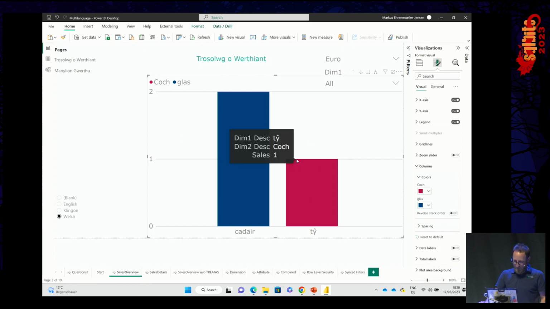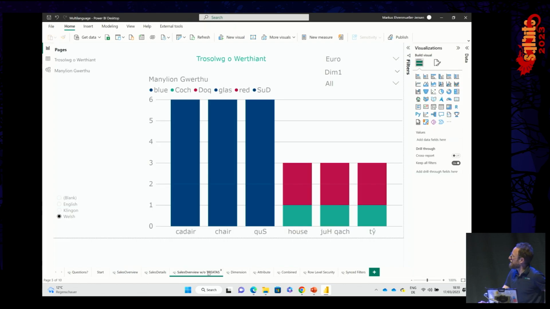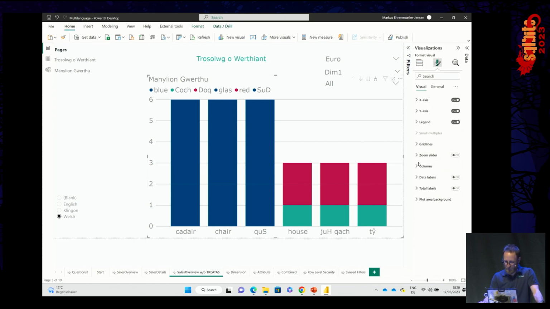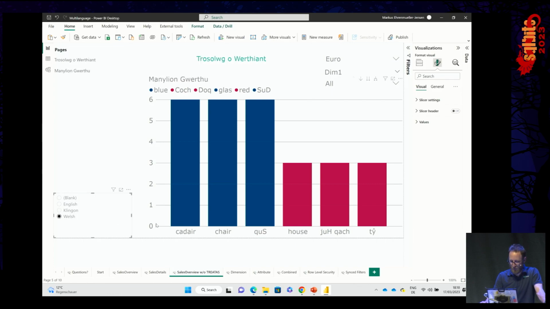So the thing is, if we just use normal measures, we would end up with something like that. Again, we can change the colors here. This would be really bad for several reasons, right? One is that independent of which language I select, I see all the things in all languages, which is confusing enough, but also the data is duplicated. So instead of a value of 2, we see a value of 6 here, 2 times 3, right? And a value of 3 here, 1 times 3. So this would be really, really bad, right? So we cannot show a report like that.